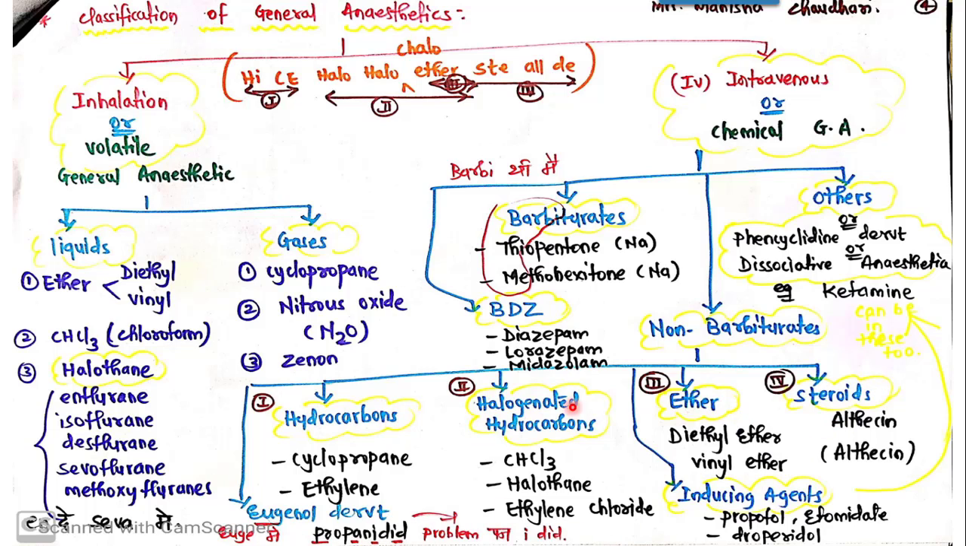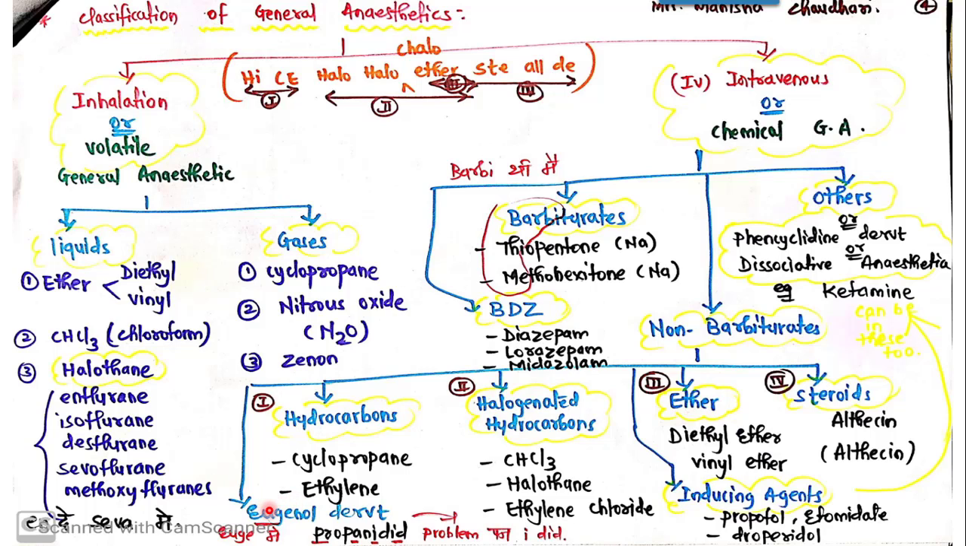Now these are three classes, and these three classes are very easy to remember. The other three classes are eugenol derivatives, then inducing agents, then steroids. Now if you see the eugenol derivative, the example is propanidid. Eugenol derivative is propanidid. Now UG means undergraduation, so it is not as simple as that of diploma.